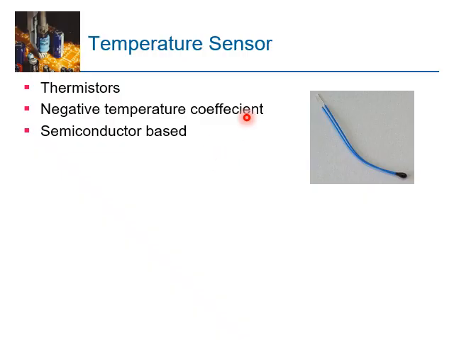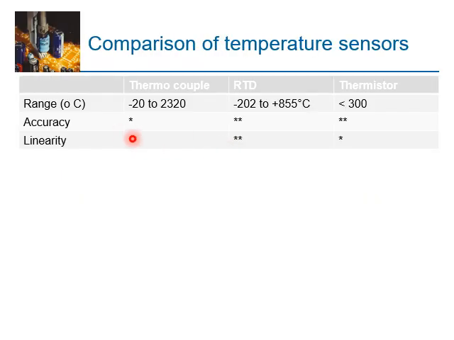So, both properties can be manipulated to measure temperature. Here the range has been mentioned, from what range to what range you can use thermocouple, RTD, and thermistor. Accuracy and linearity have also been discussed. This is low accuracy, this is high accuracy, high accuracy. This is linearity, high, high, but thermistor linearity is very poor.